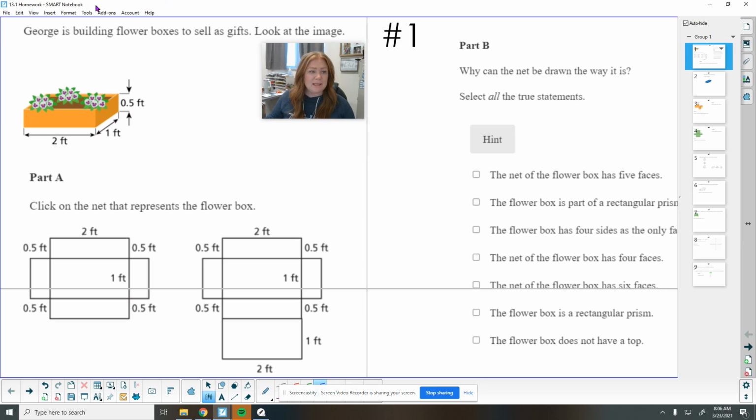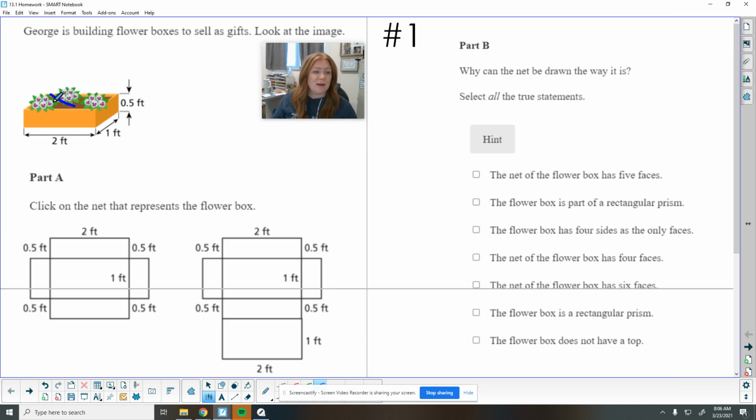Number one tells us that George is building flower boxes to sell as gifts. So we need to look at the image. And so I can see here, right? It's got a bottom, so that's what's going to hold the flowers. It's got sides, it's got a front and back, but it does not have a top. Otherwise, the flowers wouldn't be able to get sunlight and grow. So it's an open box.